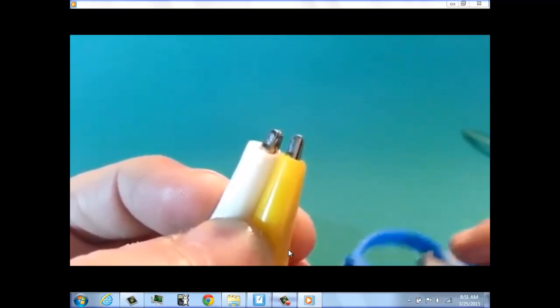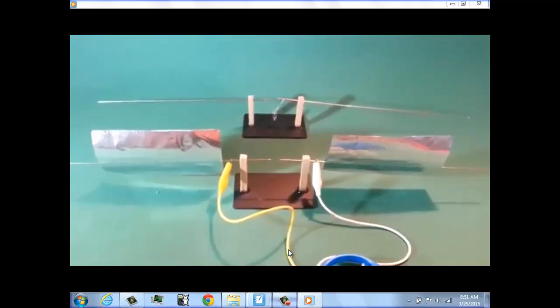Does that make sense? So really the charges are jumping from one side to the other, right?